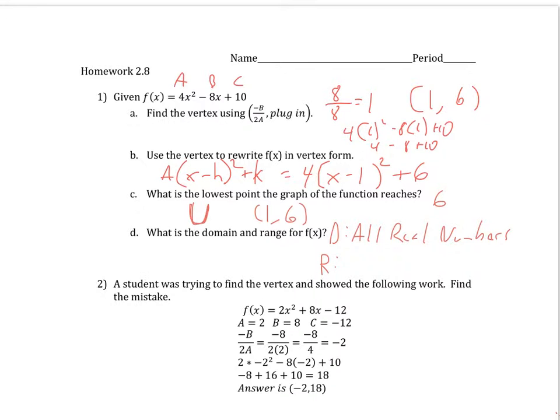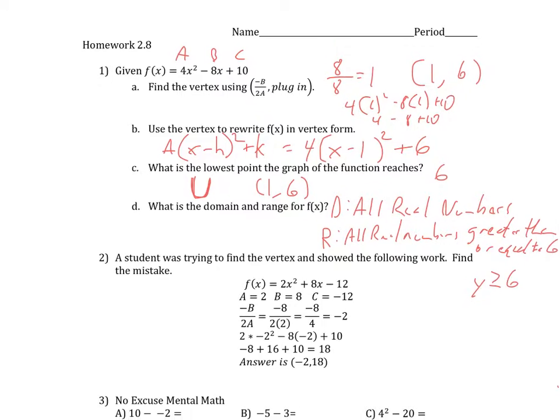It's going to relate to the vertex, and so in this case it's going to be all real numbers with an exception. This graph, like we said, is U-shaped, so it goes above the number 6. So that's what question C was trying to hint at. All real numbers greater than or equal to 6. Technically, you could just write that as all y numbers greater than or equal to 6, like that, and that would have been perfectly fine too.